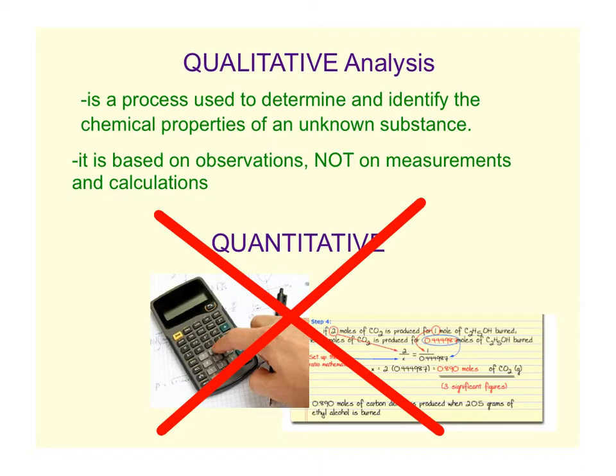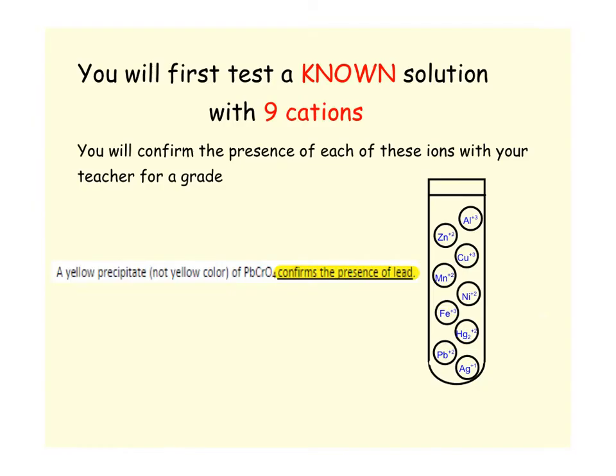Now, this lab is called the Qualitative Analysis Lab because the purpose of this lab is to identify various ions based off their properties. Not any sort of calculations or number crunching. You won't see any balances out in this lab. You are strictly trying to identify based off the properties. And there's two parts to this lab.